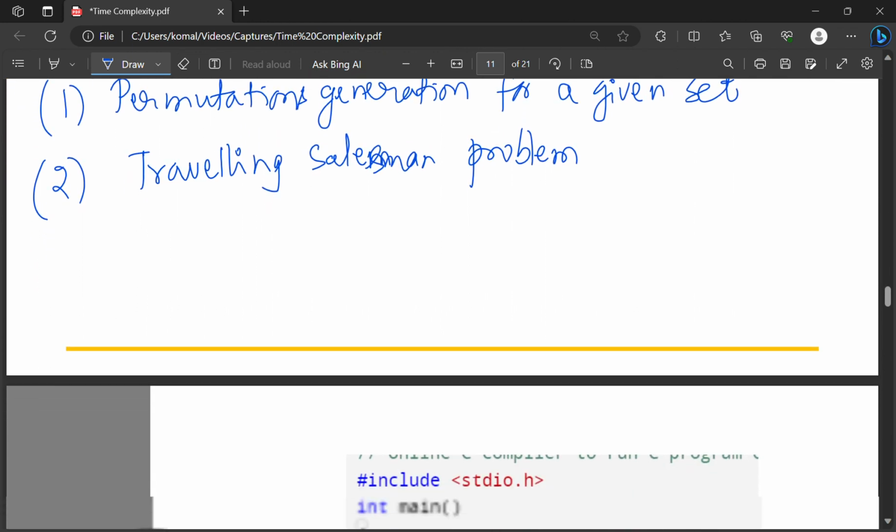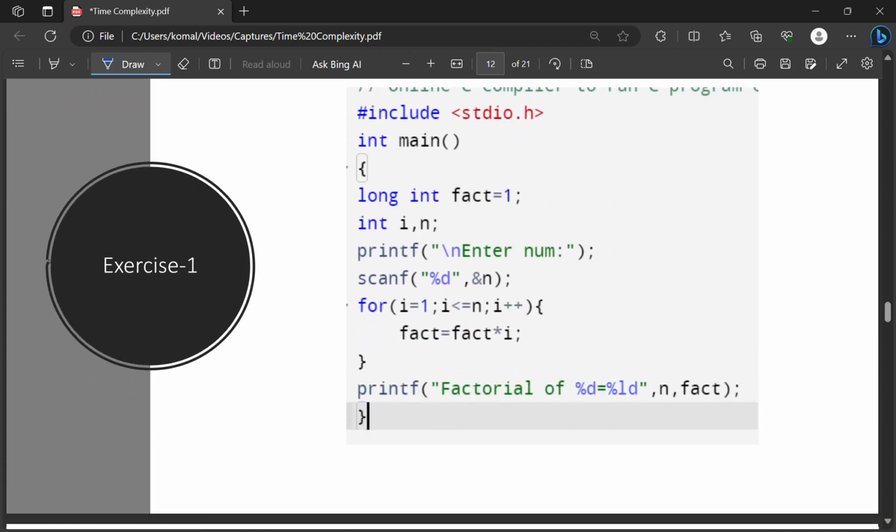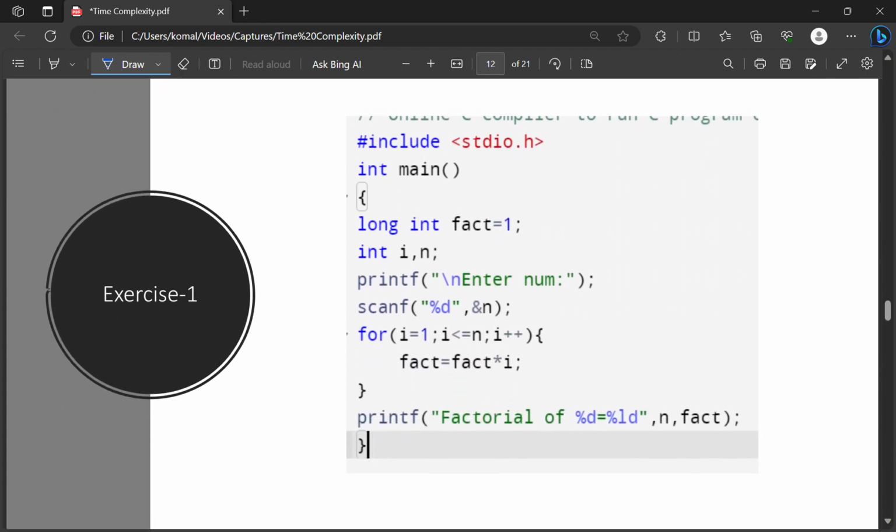Here I have come up with some exercises to just revise the concepts that we have covered so far. I have come up with 10 exercises. Let us quickly go through them. This is the code given to find the factorial of a number.